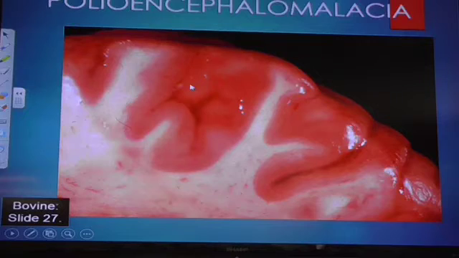And this is a closer magnification of the gross image. And again, the gray matter, or cortex of the cerebrum, has a softened texture, but it looks shiny and a little more glistening than normal. So that's polioencephalomalacia. So I can give you a picture like this and ask you for the etiology, ask you for the morphologic diagnosis.